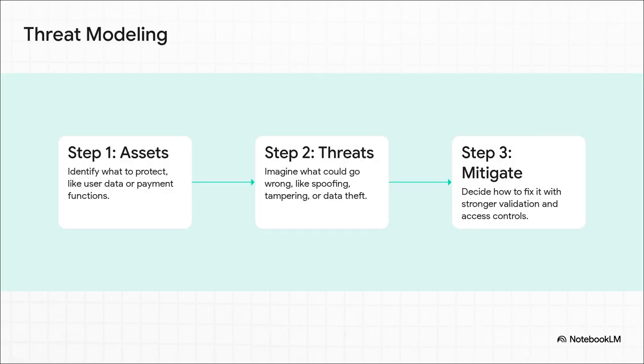And a really key practice here is something called threat modeling. It sounds technical, but it's actually pretty simple. It's a structured way to think like a bad guy. You start by figuring out what's most important to protect. Then you just brainstorm all the terrible things someone might try to do to it. And then you design your defenses to stop those specific things from happening. And you do all of this before a single line of code is ever written.